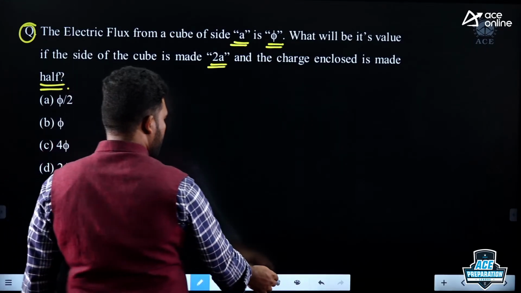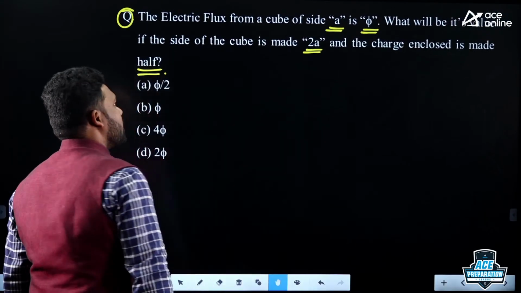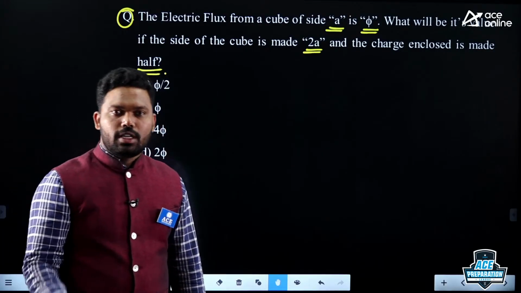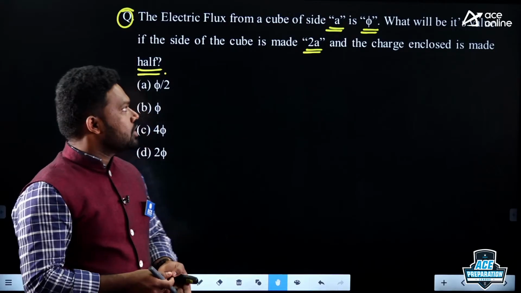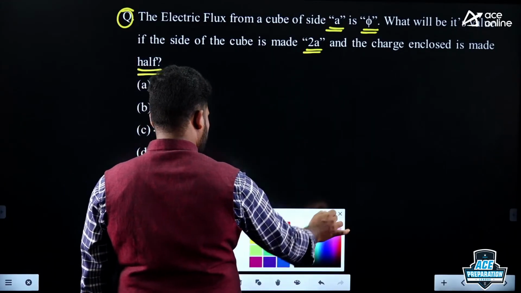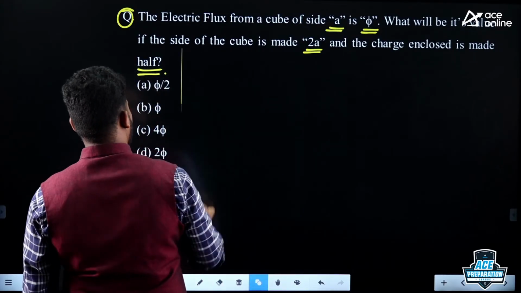Isn't it? Yes. Let me show you symbolically here. What is important is that the size of the Gaussian surface doesn't matter. What is important is how much charge is enclosed. So you can directly write the answer, no need to write all the story. You can directly decide the answer here.